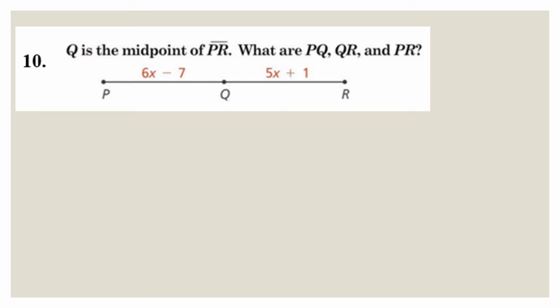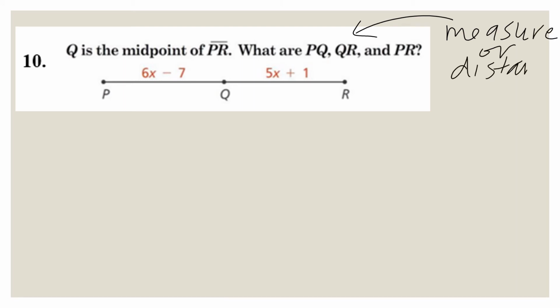Okay, so now on to number 10. So Q is the midpoint of line segment PR. What are PQ, QR, and PR? So be careful here. This means that we are looking for the measure or the distance because there's no line on top of there. Okay, so we need to get an actual number.